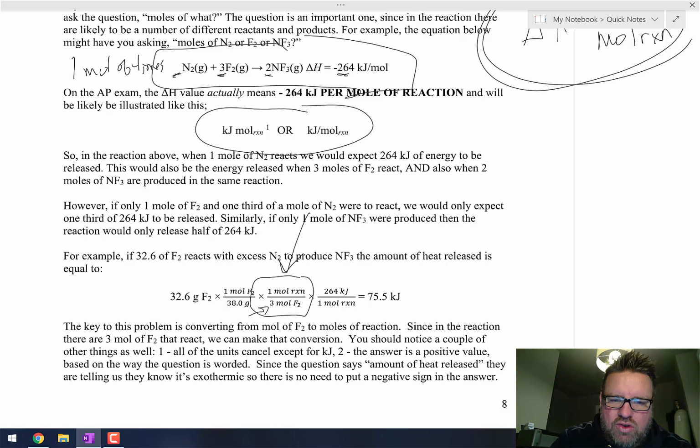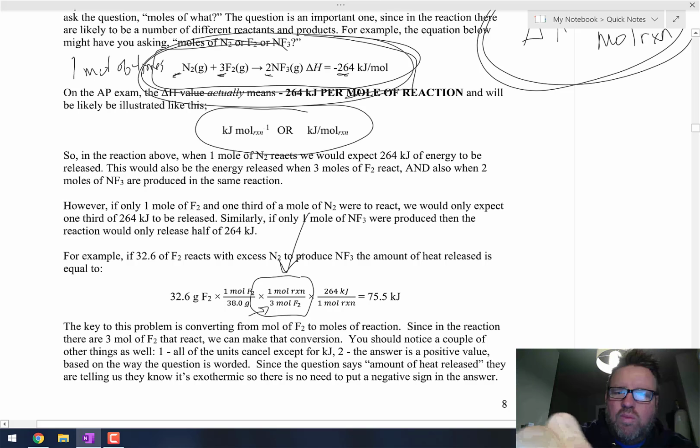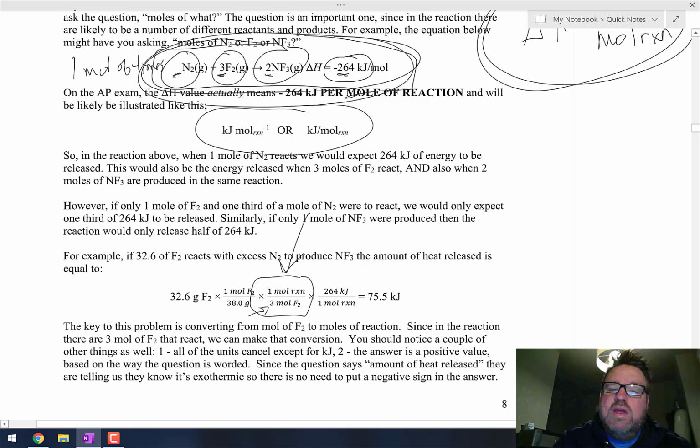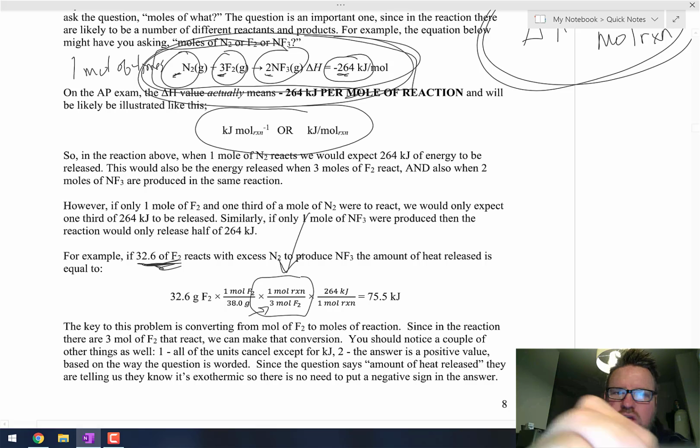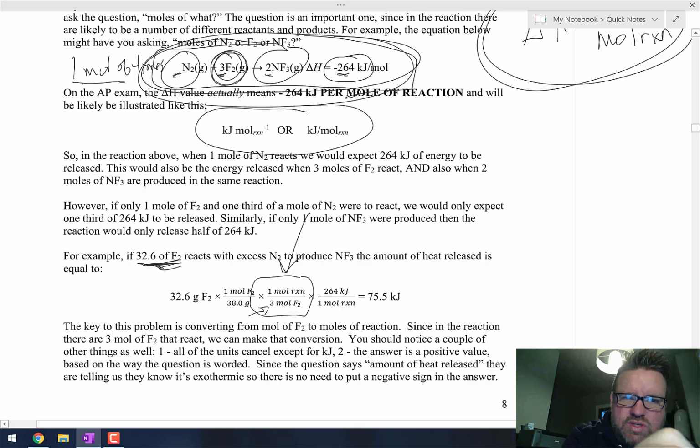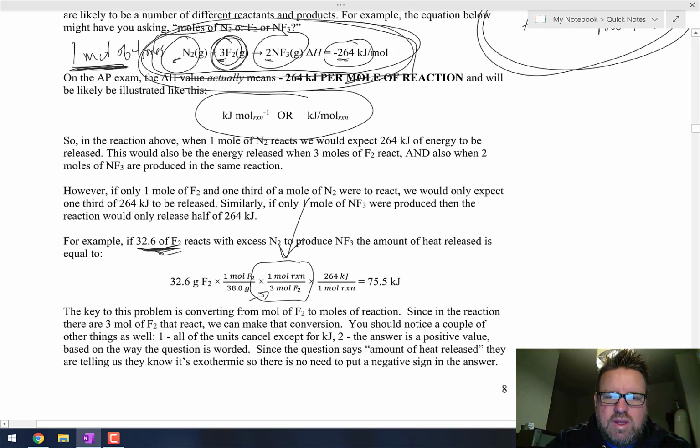When this reaction happens and 264 kilojoules of heat are released per mole, well, how many moles? 1 mole of nitrogen, 3 of F2, or 2 of NF3. It depends on what information they give you. Since they're giving you information about F2, you've got to convert from moles of F2 to moles of the reaction, using 3 F2s in 1 mole of the reaction.